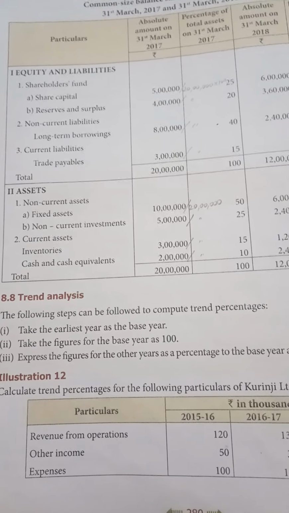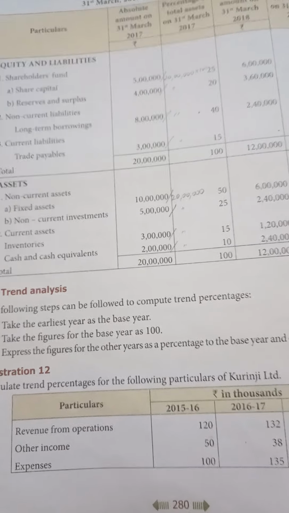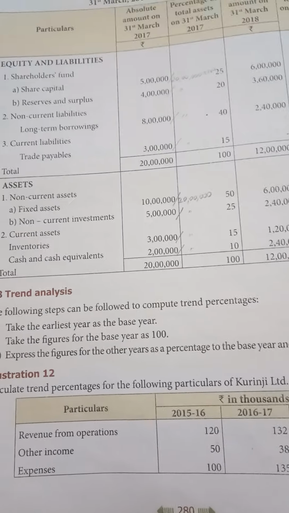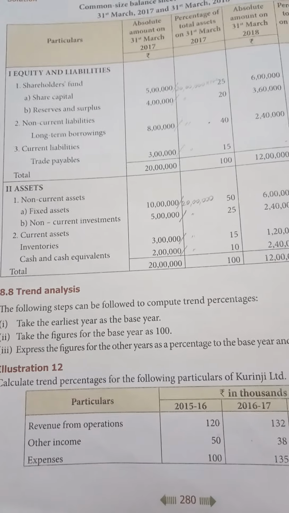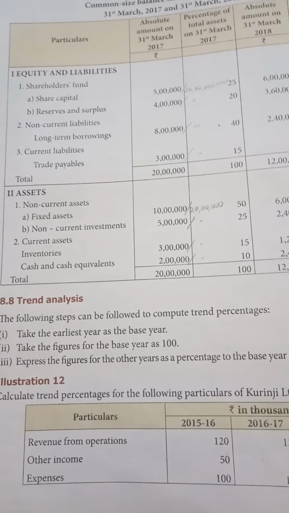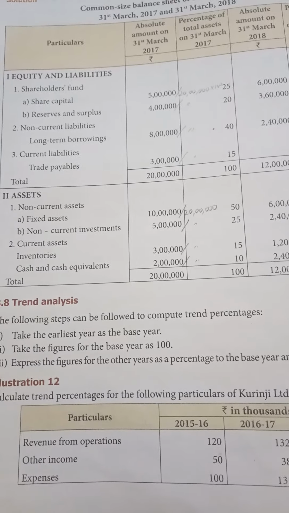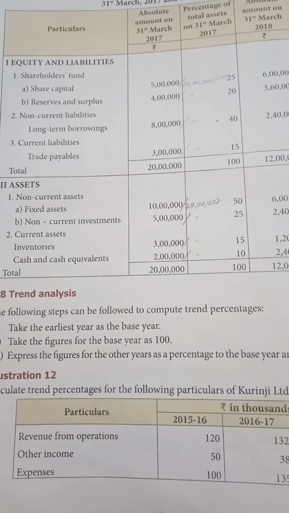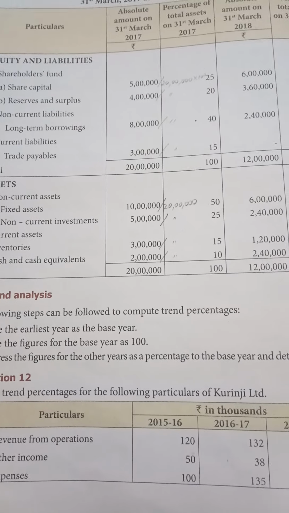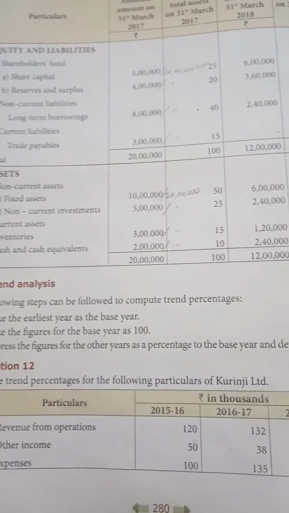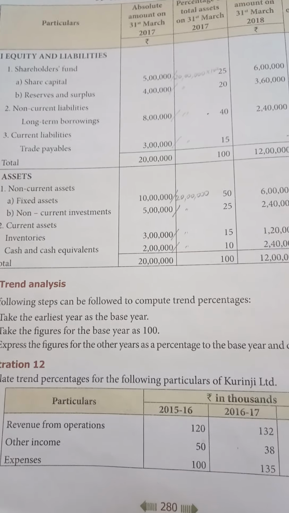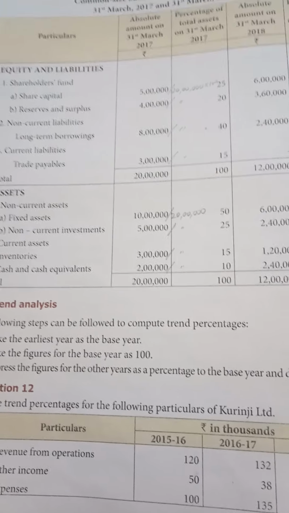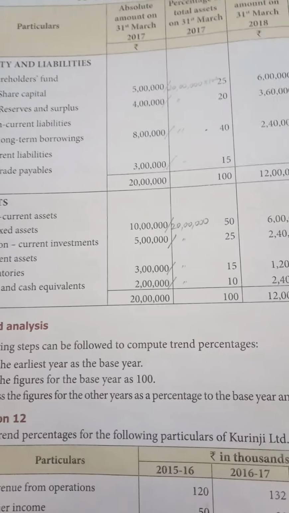One is the comparative statement, second is the common size statement, and the third one is going to be trend analysis. So comparative statement is where we have to find out the absolute amount of differences. From that we found out the percentage of the difference, right? And in the common size statement we kept a common base value, that is we took a common base value.